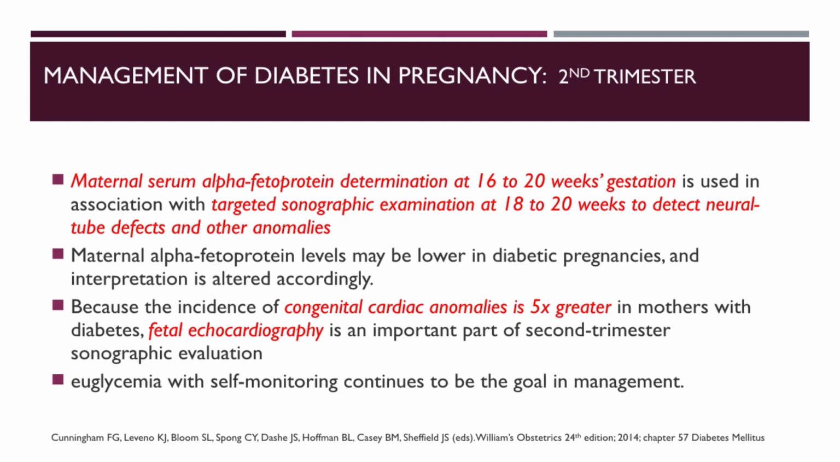So how do we manage diabetic women during the second trimester? Maternal serum alpha fetoprotein determination at 16 to 20 weeks gestation is used in association with targeted sonographic examination at 18 to 20 weeks to detect neural tube defects and other anomalies. Maternal alpha fetoprotein levels may be lower in diabetic pregnancies, and interpretation is altered accordingly.